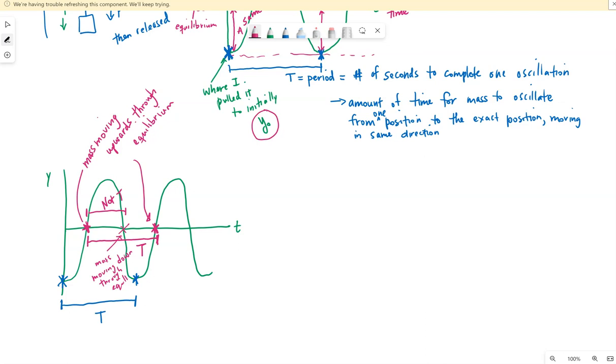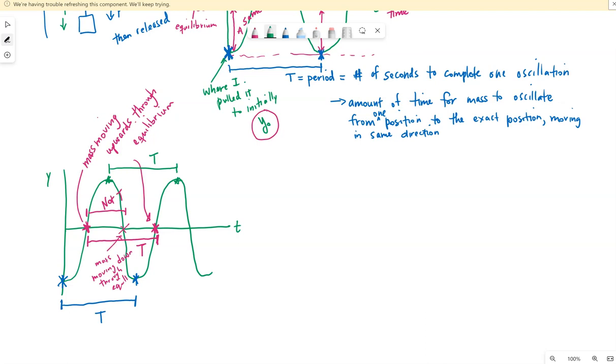And so period is the amount of time to complete or go through one full oscillation. And we can identify any points. We could do the top to the top, that's fine. Any two identical points on the graph will represent the period.